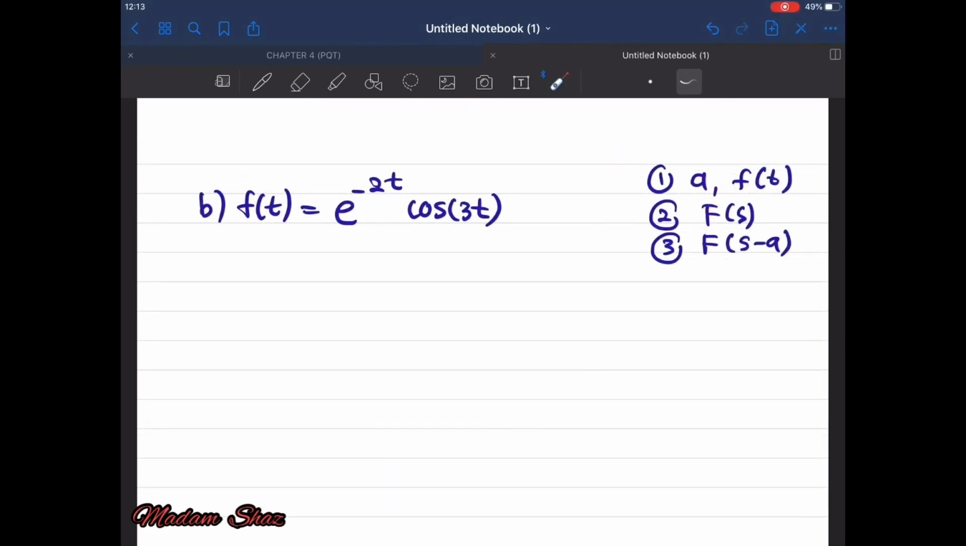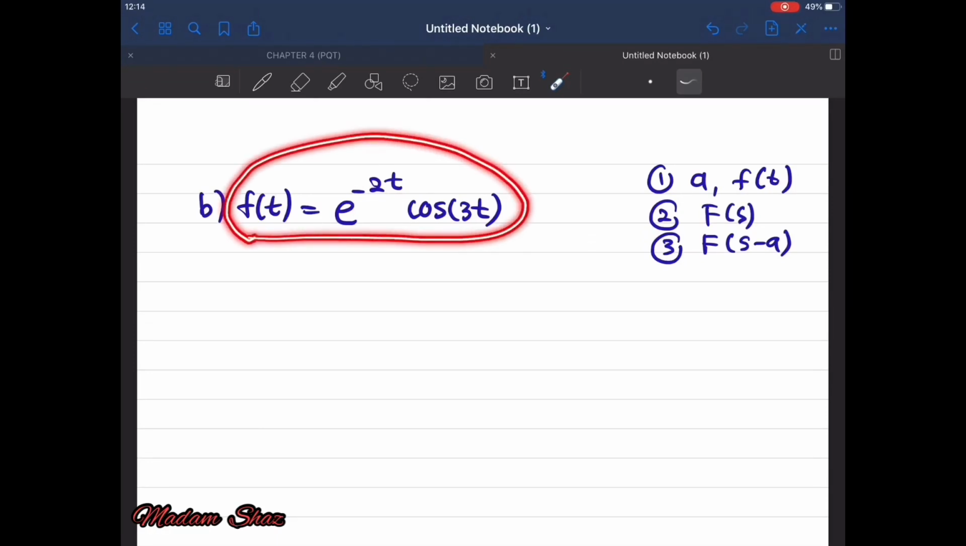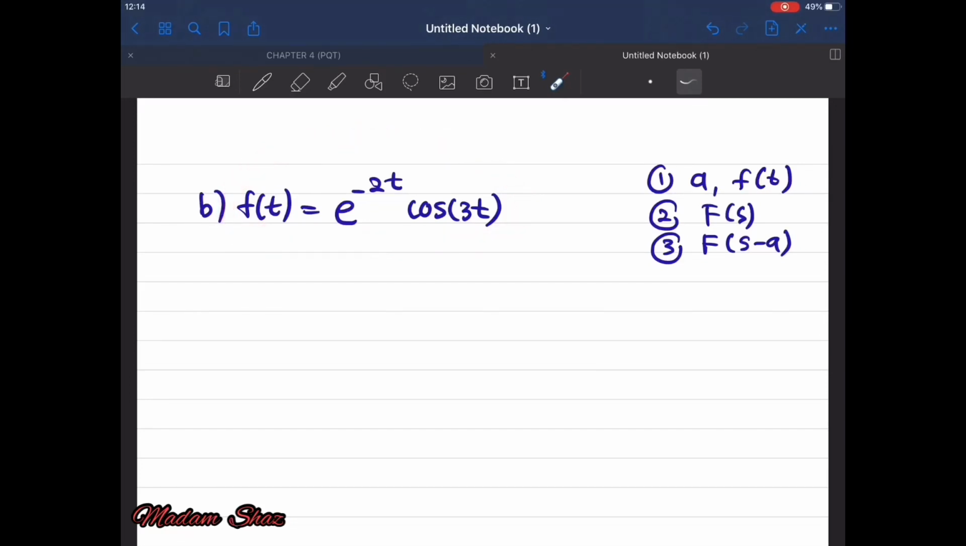So now let us continue for the next example. f(t) is equal to e to the power of negative 2t multiplied with cos 3t. So first step, you have to determine the a from the exponent, and your f(t) is the new f(t), which is everything except the exponent e to the power of at. So from here, our a is equal to negative 2, and your new f(t) is equal to cos 3t.